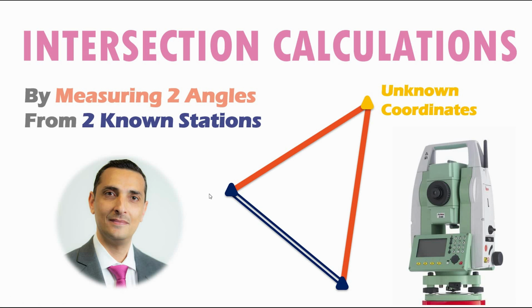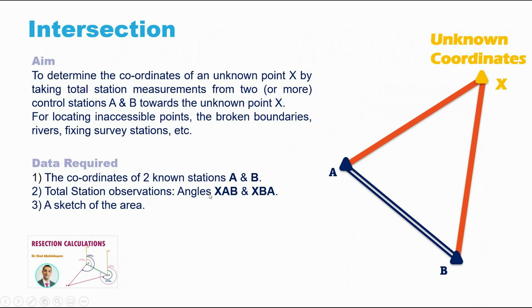So let's start with the aim of the intersection, guys, which is very simply to calculate the coordinates of one unknown station, let's call it X, for example, from two known stations A and B. So these are two known stations. That means we know their locations on the ground and also we know their coordinates, easting and northing. And our aim in today's session, guys, is to calculate the coordinates of this unknown station X.